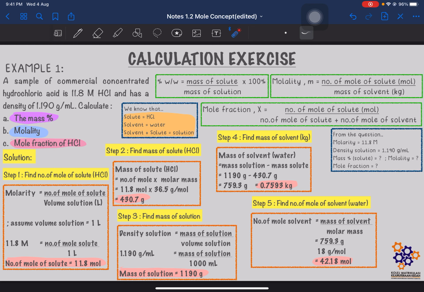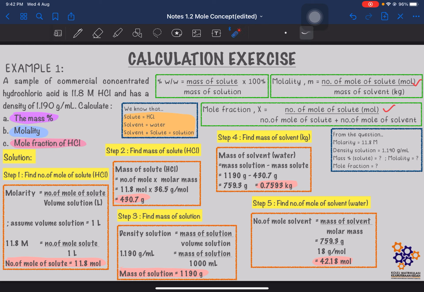So molarity kita is 11.8 molar dan equals to number of mole of solute divided by 1 liter. So you will get that the number of mole of solute, or the number of mole of hydrochloric acid, is equal to 11.8 mole. Okay. Now setelah kita dah dapat number of mole of solute.